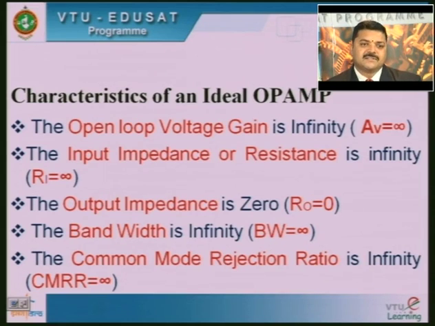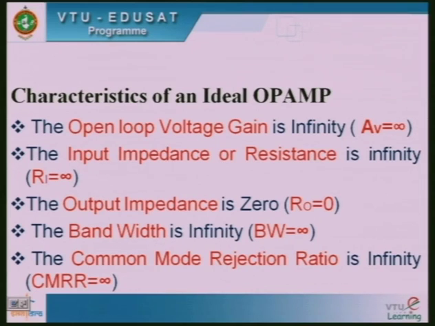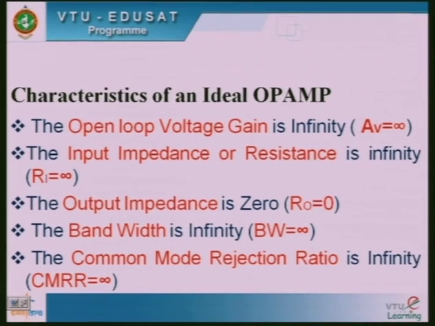So, let us discuss what are the ideal characteristics. The open loop voltage gain is infinity. AV is infinity. What is open loop voltage gain? Let us move to the board and discuss. So, as we discussed, this is an operational amplifier.